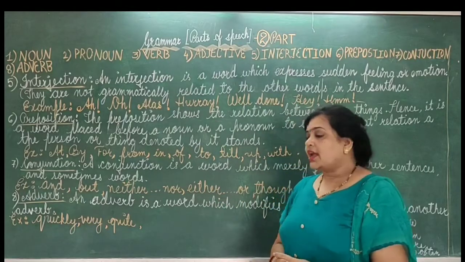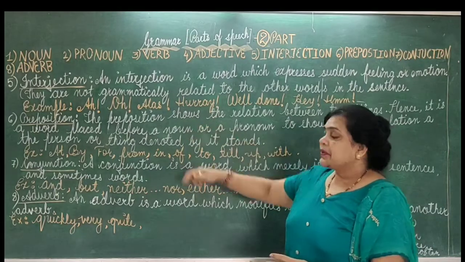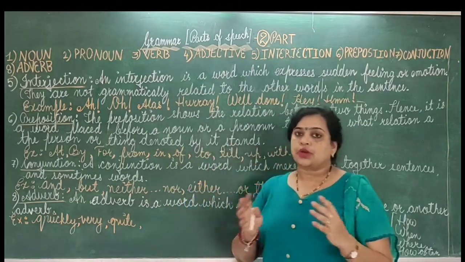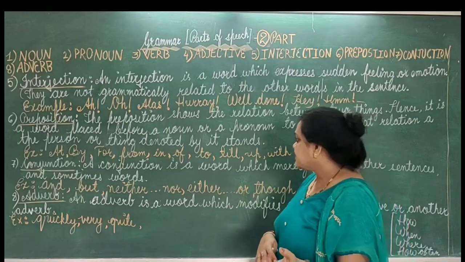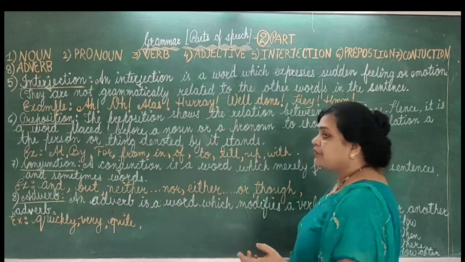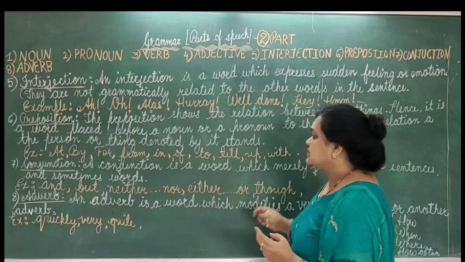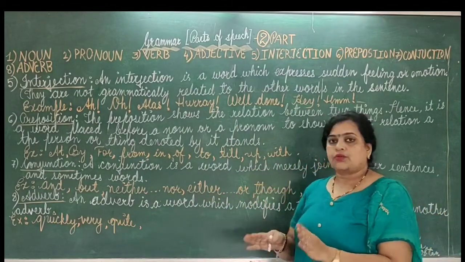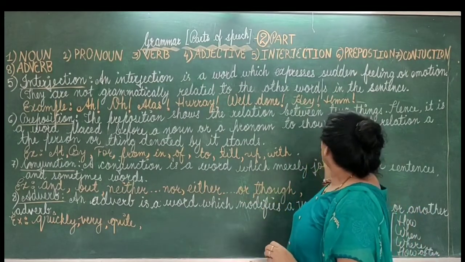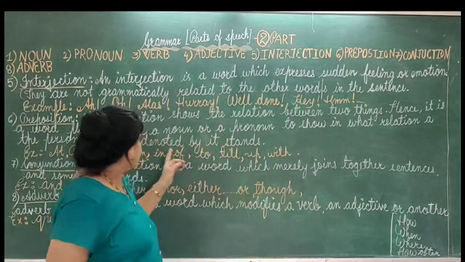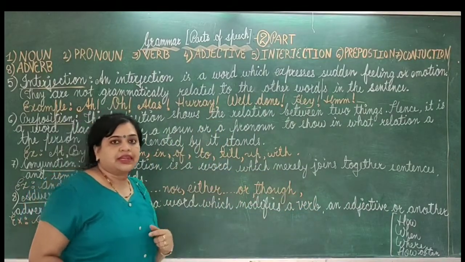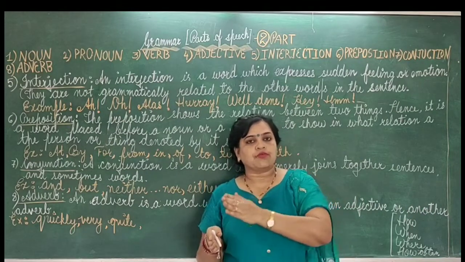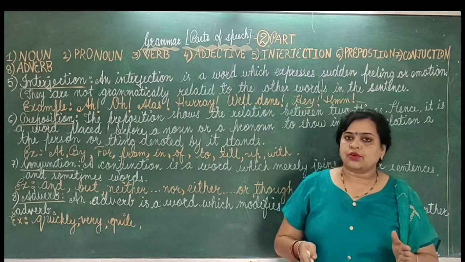So let me see the meaning and definition of the part of speech which is called preposition. Preposition shows the relation of one thing to another, one person to another person or thing. The preposition shows the relation between two things. Hence, it is a word placed before a noun or before a pronoun, in general, to show in what relation a person or thing denoted by it stands. In simple meaning, preposition shows the relation between one person or thing to another person or thing.